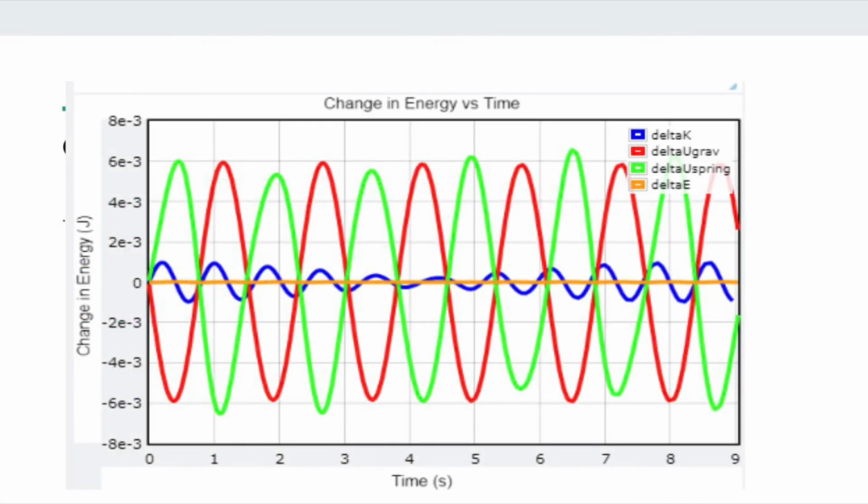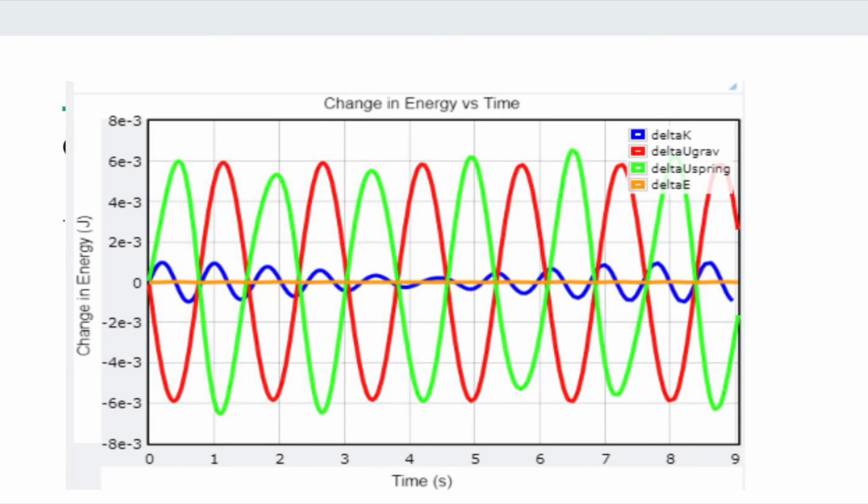Using the computational model, the program produced a graph with multiple lines indicating the different energies acting on the mass system. Specifically, blue is the kinetic energy, green is the change in potential spring energy, and red is the change in potential gravitational energy, and the orange is the change in total energy. The total energy remains around 0, which shows the energy principle at work.